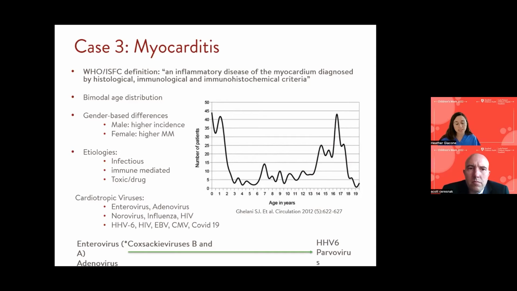So etiologies, of course, the big one in the news today is infectious. Mainly we think about different types of viruses that are cardiotropic and attack the myocardium itself. But there are also immune-mediated etiologies for myocarditis. And then you also have to think about different types of medications and drugs. Interestingly, going through pediatric residency, you always hear that Coxsackie B is the main cause and the only cause of myocarditis.